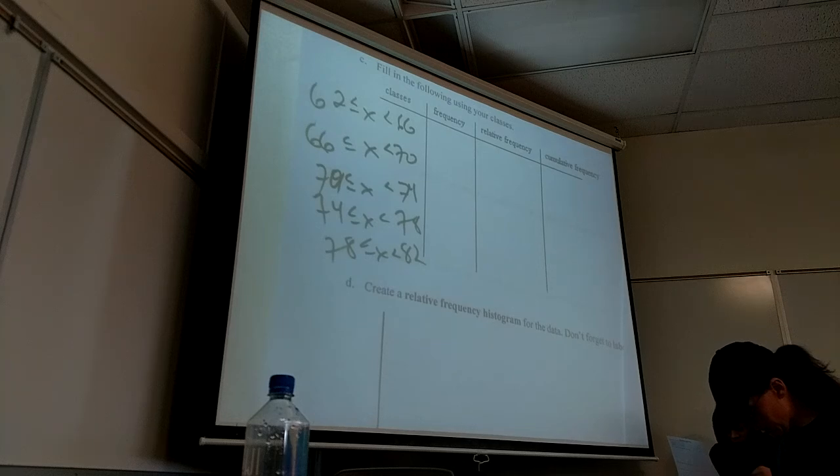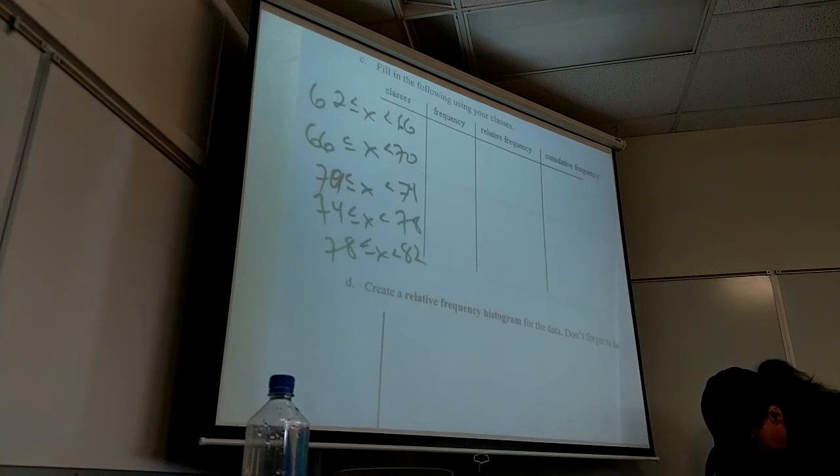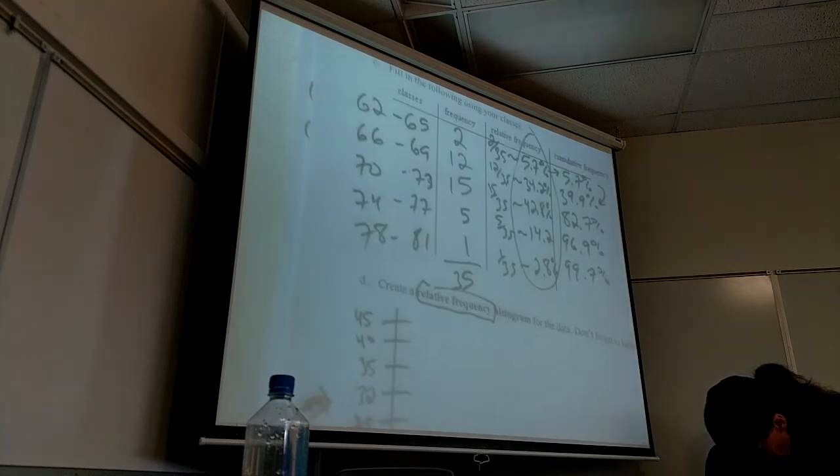So I wouldn't include 66 in the first class because I only include those values that are less than 66. It goes in the next class, exactly. That's the one drawback. Everything else about it is better, in my opinion.